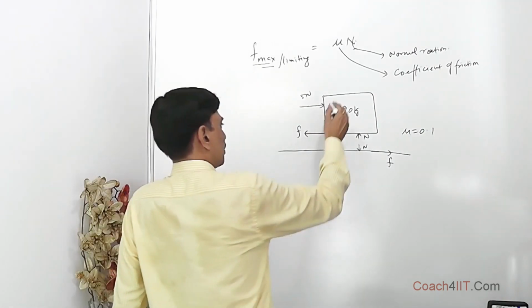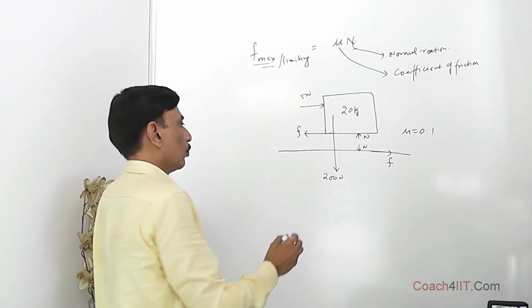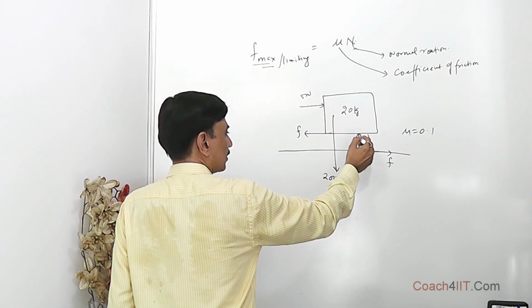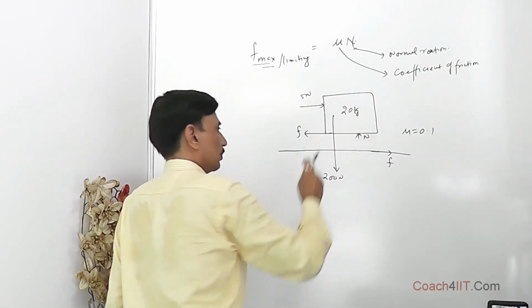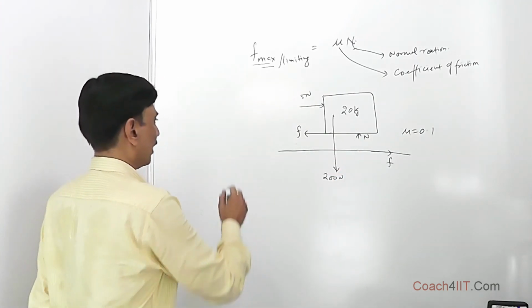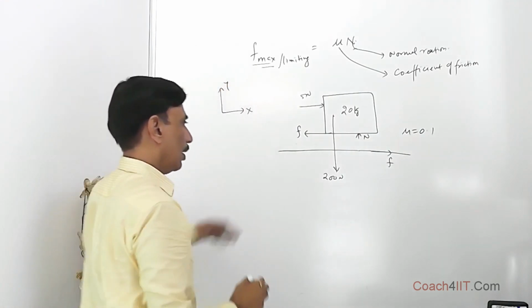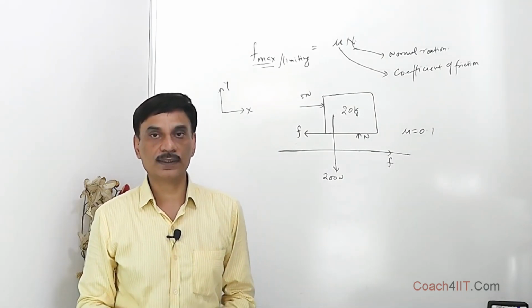So the forces which are associated with this block along y-axis, there are two forces. One is 200 Newton in this direction, and the other force it is experiencing is N in the upward direction. So let's concentrate on the forces which are associated with this body only. One is 200 Newton, the second is normal reaction. And we observe that the block is stationary along the y-axis. Along the y-axis, it is not going up and down. So it means the acceleration on the y-axis is equal to 0.